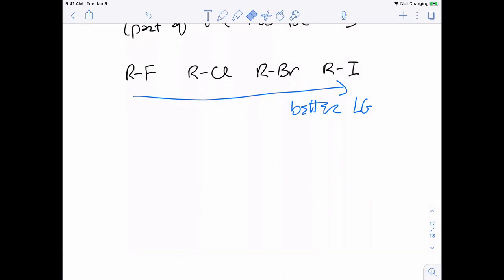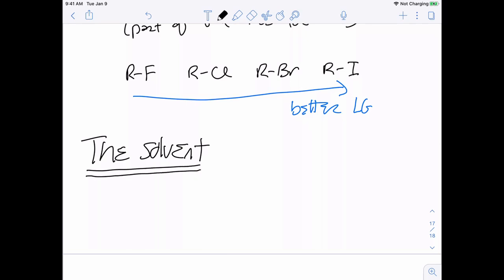The last component we're going to look at is the solvent. Remember, we can have two types of solvents, polar aprotic solvents and polar protic solvents. Remember, the protic solvents are things that can form hydrogen bonds. So polar protic solvents, these ones are actually going to favor SN1 reactions.